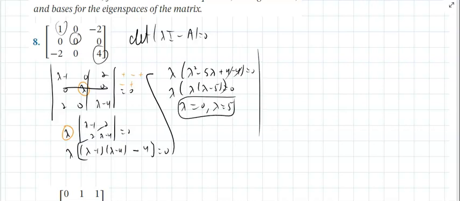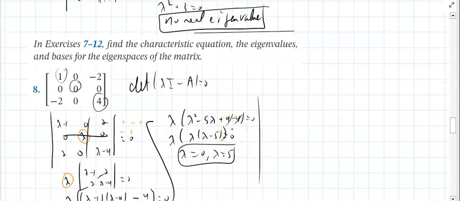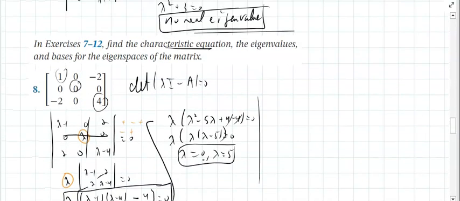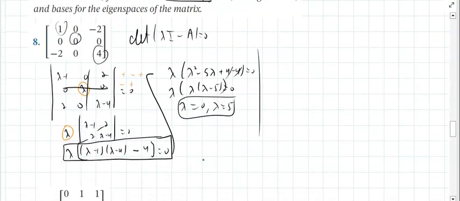Now, characteristic equation, I keep on forgetting. In order, find the characteristic equation. That's the characteristic equation. Find the eigenvalues. Here they are. Find the bases. Lambda equals 0. Put 0 right there. And solve that augmented matrix.